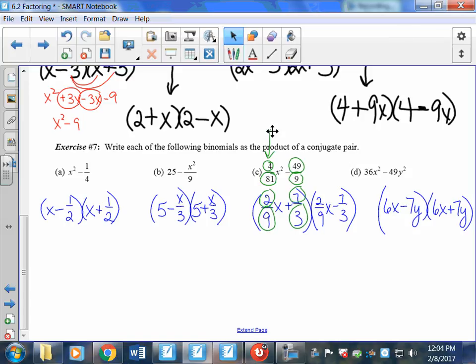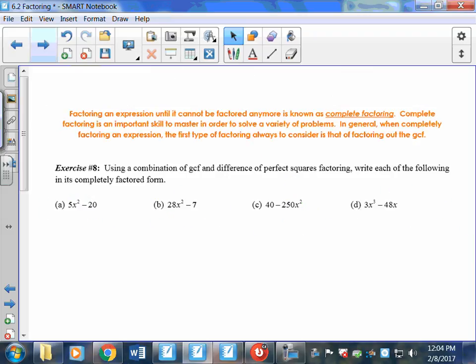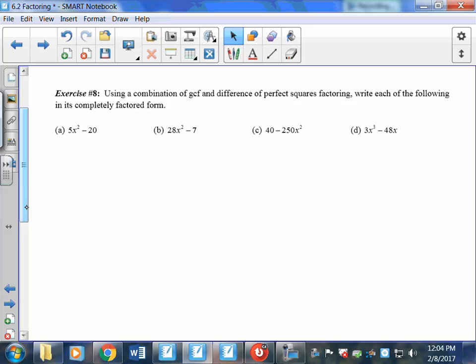All right, we just have one more to look at. So we're going to look at exercise 8, and then we'll be done for today. So basically, what we're going to do here is we're going to use a combination of GCFs and the difference of perfect squares factoring, and we're going to write each of the following in its completely factored form. All right, completely factored, 2 words, 2 steps, which usually means we're looking for a GCF first, followed by another factoring move. All right, so if I take a look at letter A, it says 5x squared minus 20.